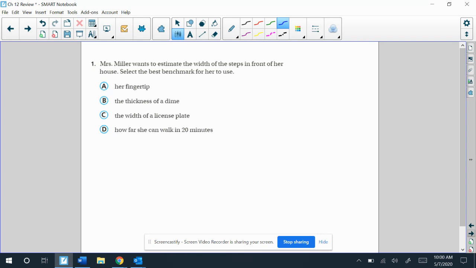Here's question number 1. Miss Mueller wanted to estimate the width of the steps in front of her house. Select the best benchmark for her to use. Go ahead and solve this now. All right, let's see how you did.